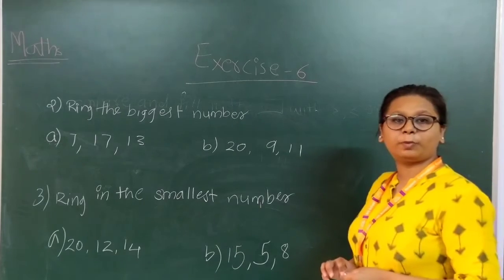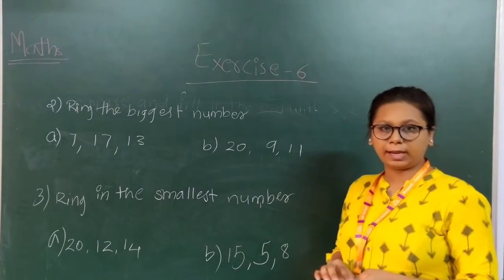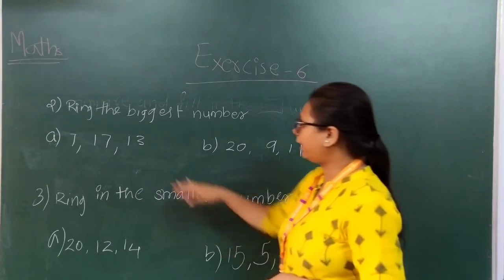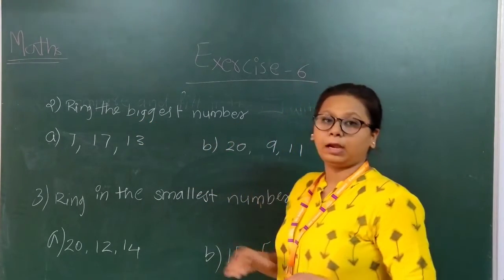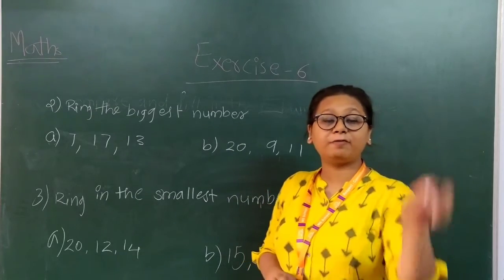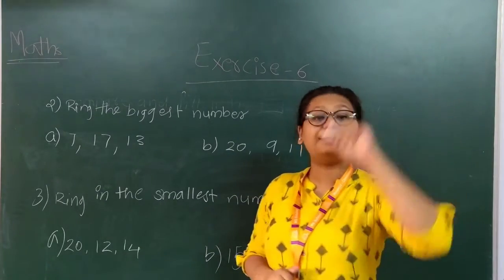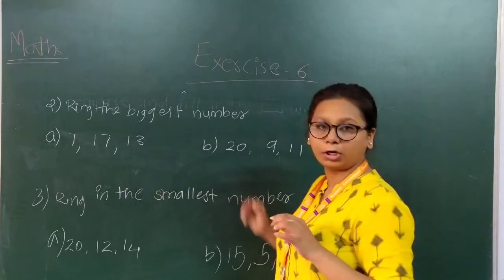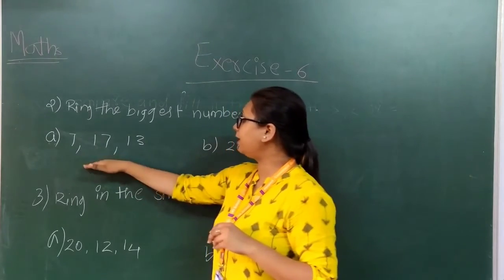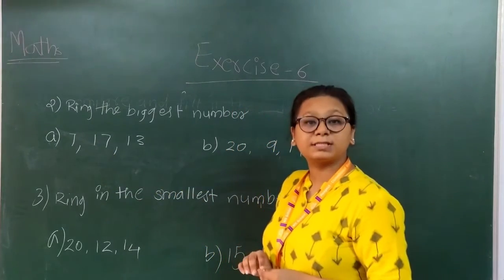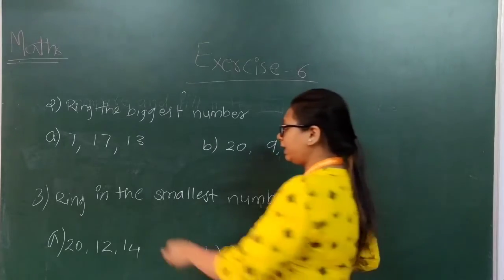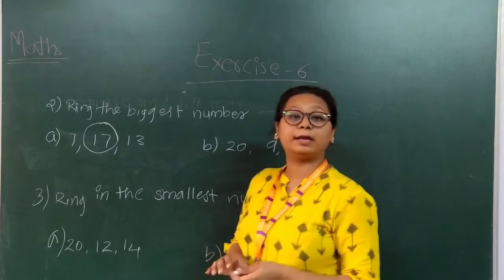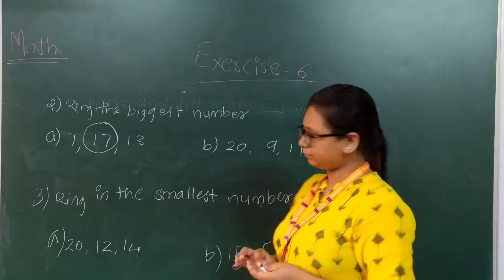Okay students, so moving on to exercise number 6. Now in exercise number 6, second one, you see ring the biggest number. What we have to do here is circle, that is ring. Ring means circle. So you have to circle the biggest number in the slot. Like 7, 17 and 13. Now which is the biggest number here? 17. So we will circle 17 over here. You have to circle or ring the biggest number.